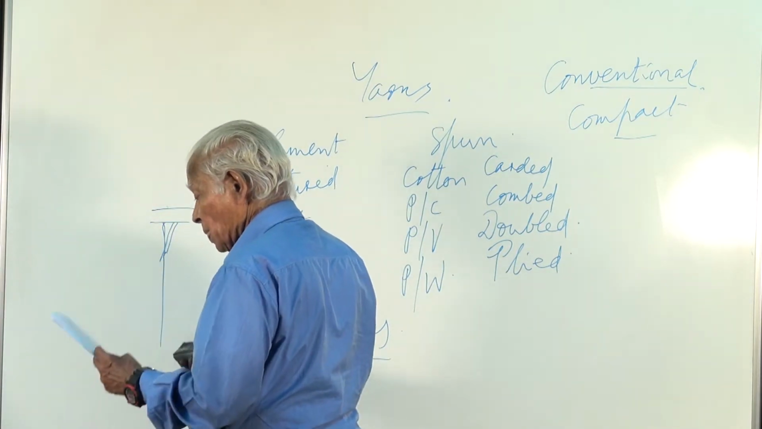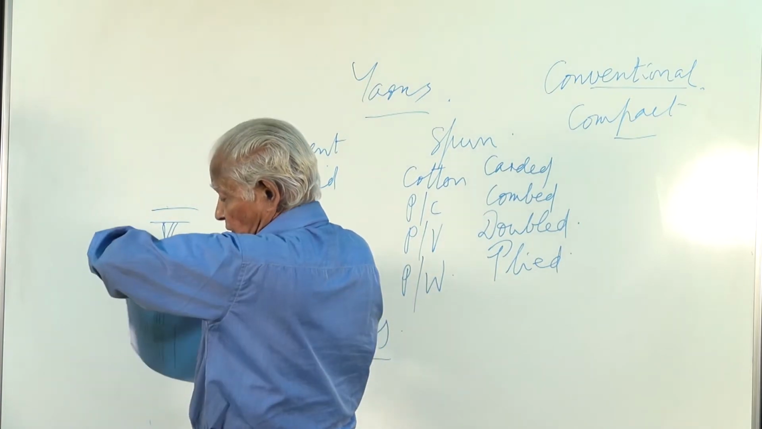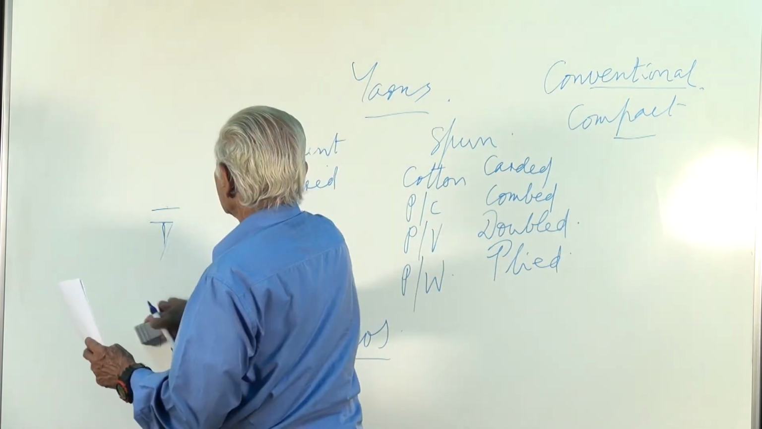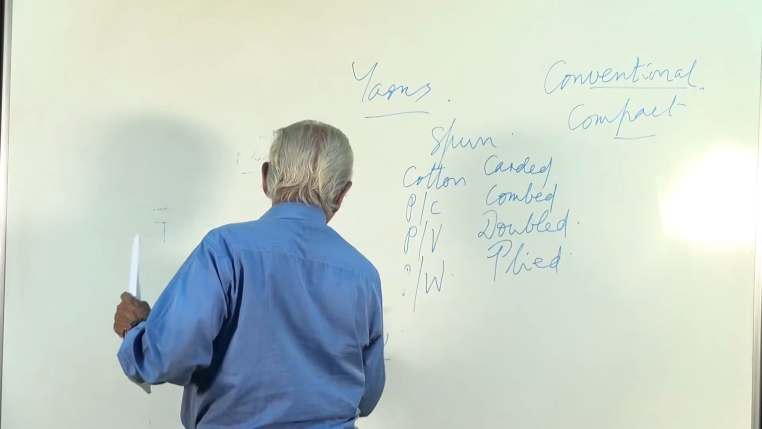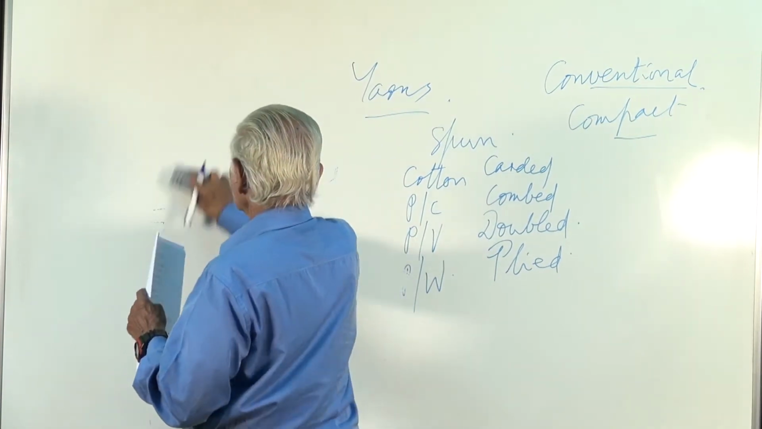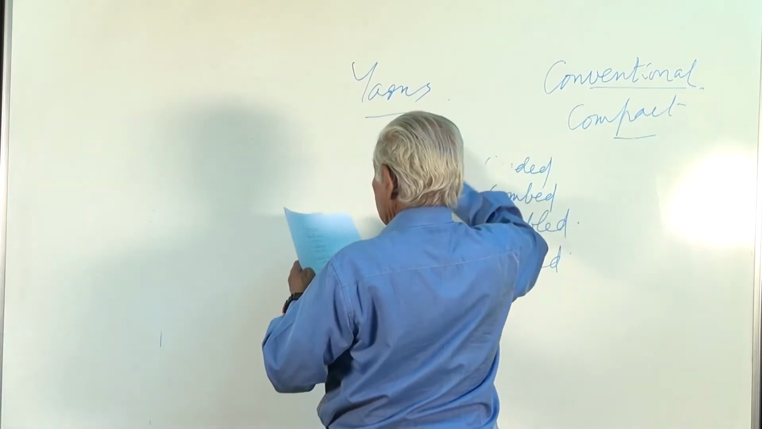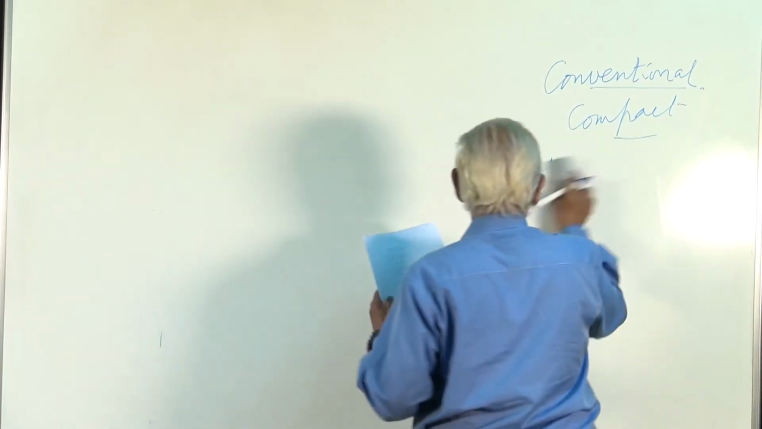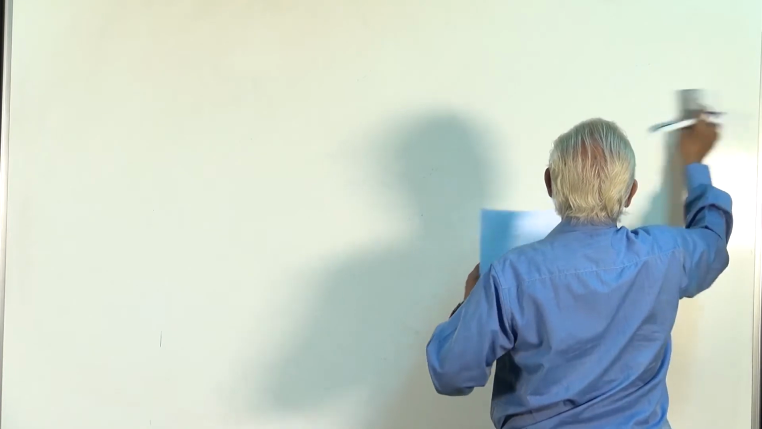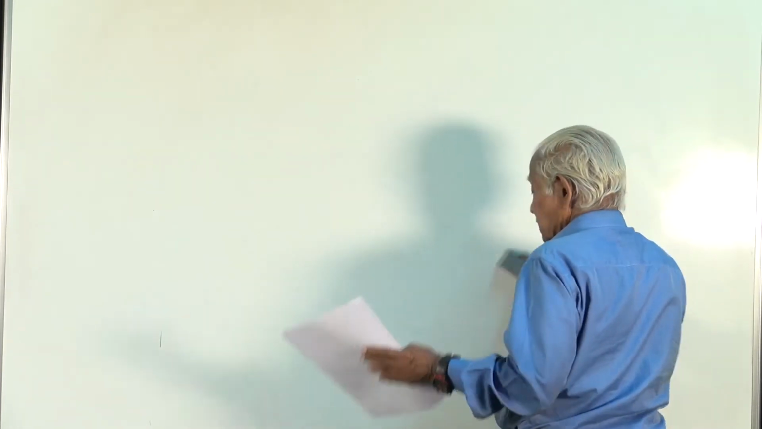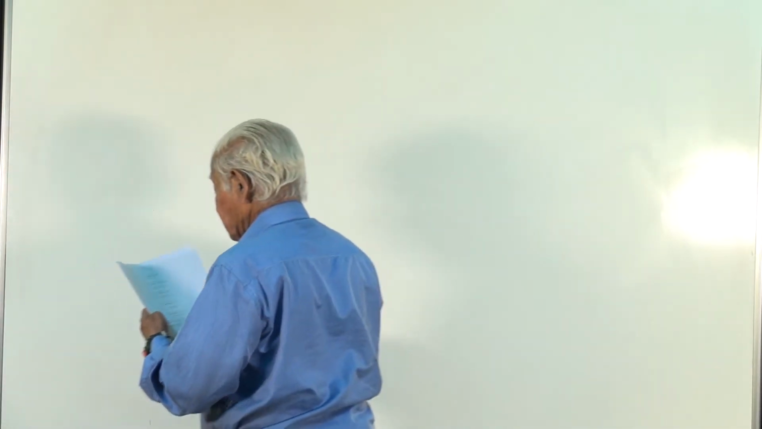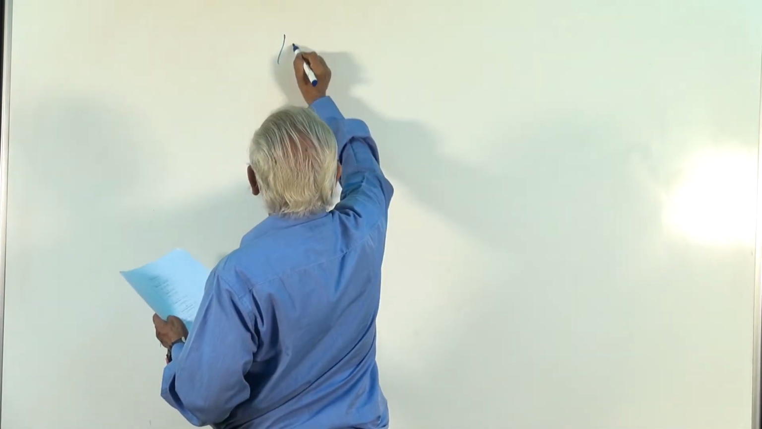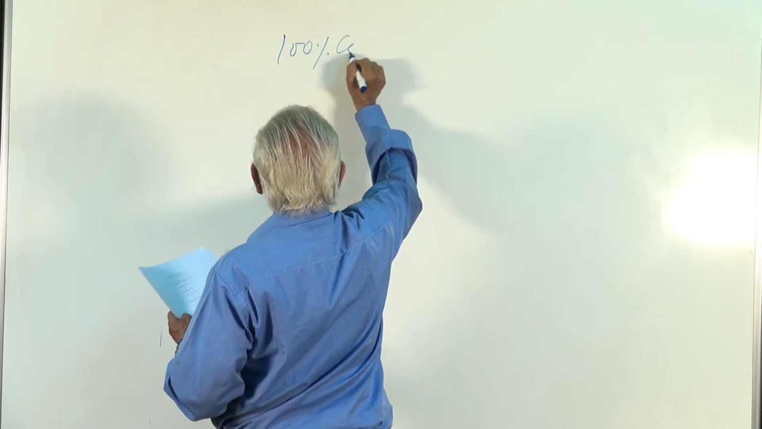Let us have a look at the spinning organization first. The spinning organization consists of the process and also the speeds that are being used, and a cursory look at them will give you very interesting information. But first let us see from 100% cotton how the yarn is produced.